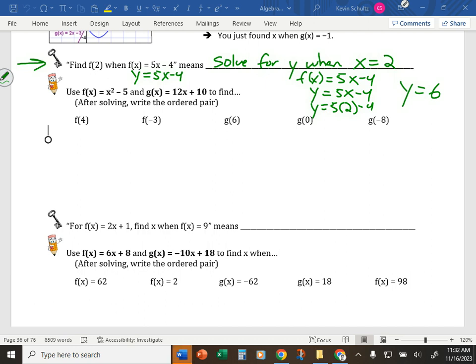Yes, that is it. So it's not that in this objective the math is difficult. It's the verbiage. It's the language.